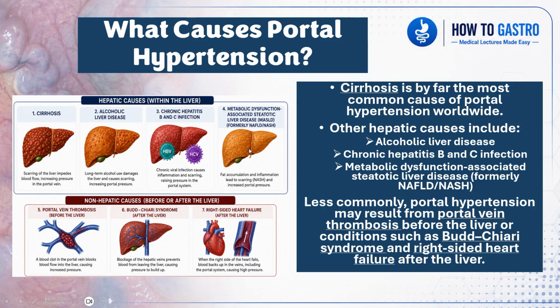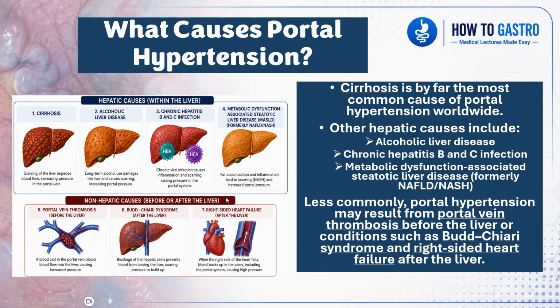And then less commonly, we can have portal hypertension from portal vein thrombosis. So this occurs before that blood even reaches the liver. We have a thrombus that develops in the portal vein. So a blood clot in the portal vein blocks the flow of blood into the liver, causing an increased pressure in the portal system. And then we can have Budd-Chiari syndrome, which occurs after the blood flows through the liver. This is a blockage in the hepatic veins that prevents blood from leaving the liver, causing pressure to build up in that portal system, also leading to esophageal varices.